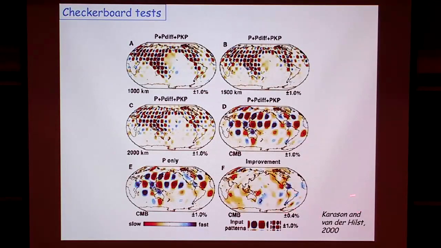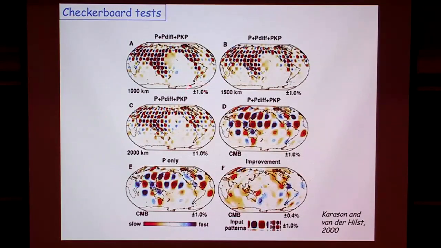So this is from Karason and Van der Hilst 2000, showing in the lower mantle how much you can recover of the checkerboard, using actually a combination of P-wave, P-diffracted, and PKP. And here you have initially, right, the input checkerboard is filled. The whole global model is filled. And what you get out, you can see, is quite well recovered in the northern hemispheric continents, here at 1,000 kilometers, 2,000 kilometers.